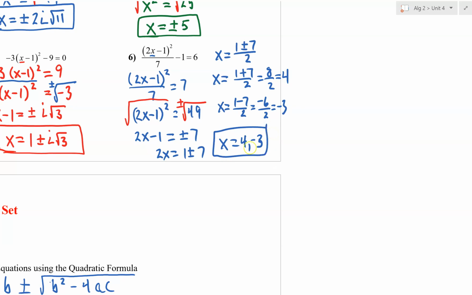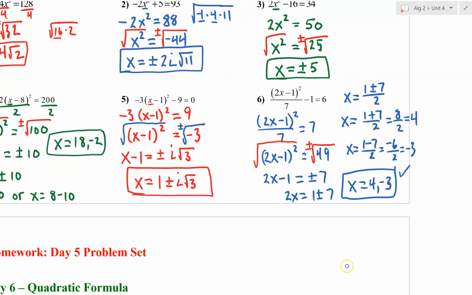Now, these are whole numbers, so check them. If you put 4 back in here for x, you're going to get 2 times 4, which is 8. 8 minus 1 is equal to 7. 7 squared is 49. 49 divided by 7 is 7, and 7 minus 1 is 6. That works. If I put in a negative 3, 2 times negative 3 is negative 6. Negative 6 minus 1 is negative 7. When you square it, you get 49. When you divide by 7, you get 7. And when you subtract 1, you get 6. So those both work. We've checked our work.